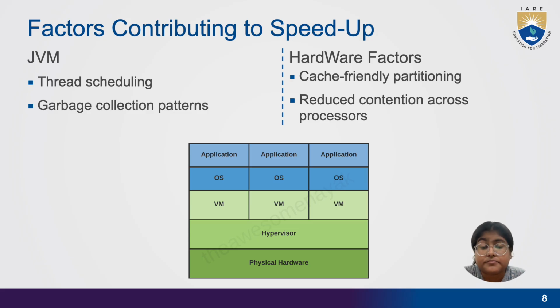And because partitions were independent, contention across the processors was reduced. So, what looked like a simple quicksort was actually being supported by both the runtime system and the hardware, creating a huge performance gain. This shows us that algorithm performance can't be judged by code alone. It's an emergent property of multiple layers.